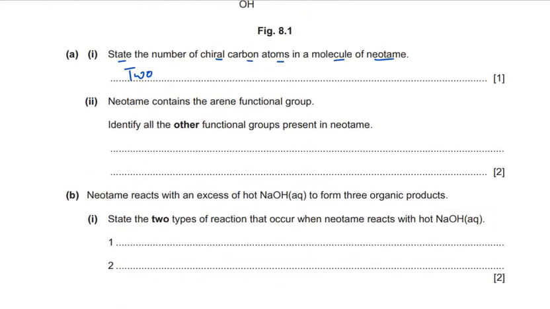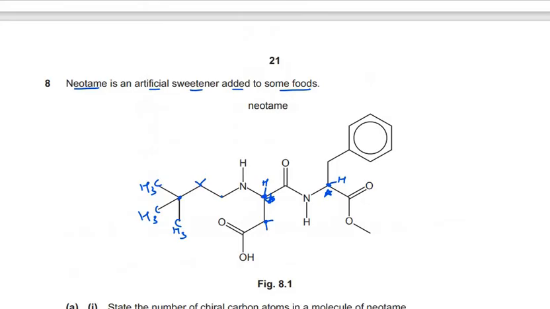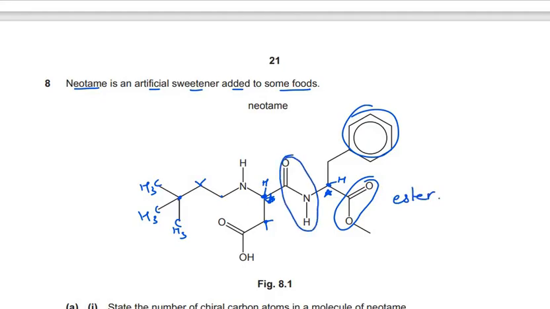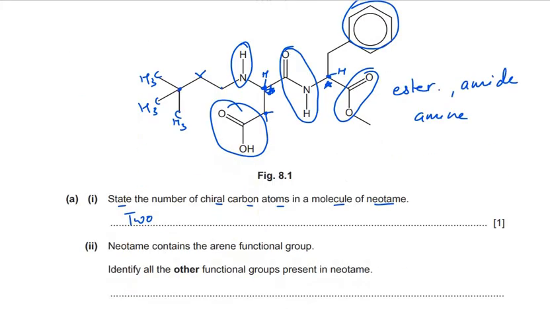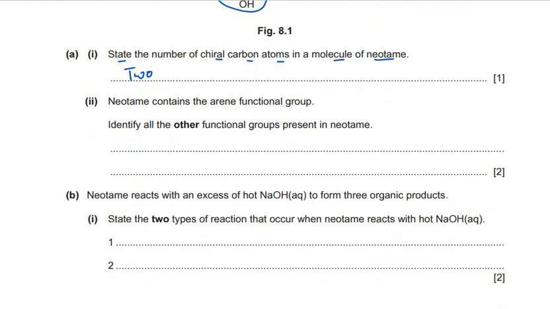Fine. Neotame contains the arene functional group. Identify all other functional groups present in Neotame. Yes, the arene group, that is the benzene group, is present here. Other than that, we have COO, so an ester group. We have CONH, so that's an amide group. We have an NH group here, which is an amine group. We have a carboxylic acid. Okay, so these are the 4 groups present here: ester, amide, amine and carboxylic acid.